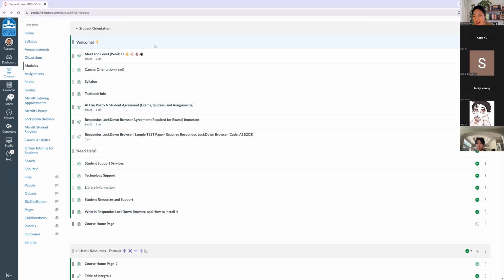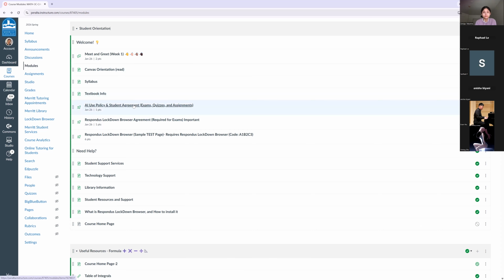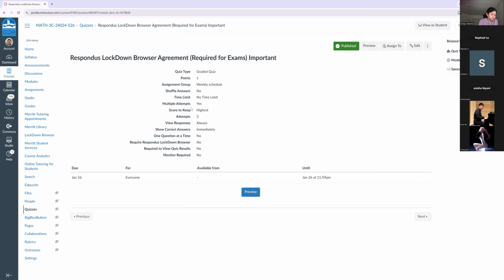Okay. All right. So that is something I really emphasize on AI. And also the Respondus lockdown browser agreement. I'm pretty sure some of you have experience using this lockdown browser. Some high schools are using this. And I noticed that many students already know how to install and download it.